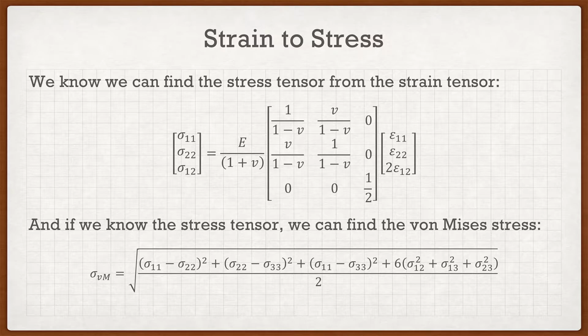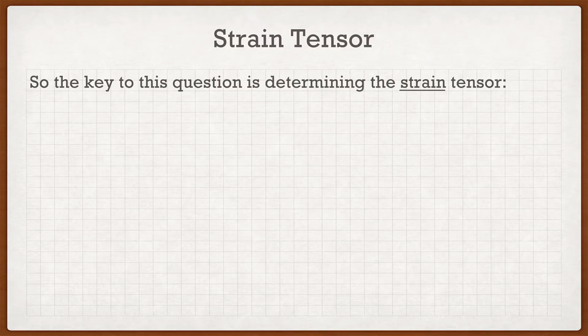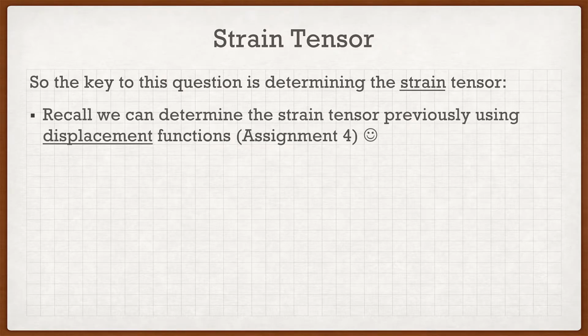So in essence, what I'm trying to really hint at is we can do everything that we need to do very simply if we have that strain tensor. But how do we find that strain tensor? So again, the key to this question will be that strain tensor. So recall that we can determine the strain tensor previously using displacement functions. And we did this a lot in assignment number 4. So if you guys want some extra reference material, we can go back to assignment 4 for reference. But again, I will show you how to do it all right now.